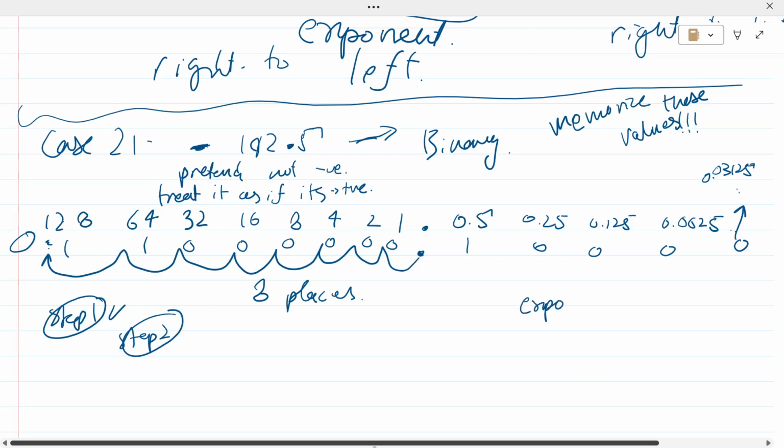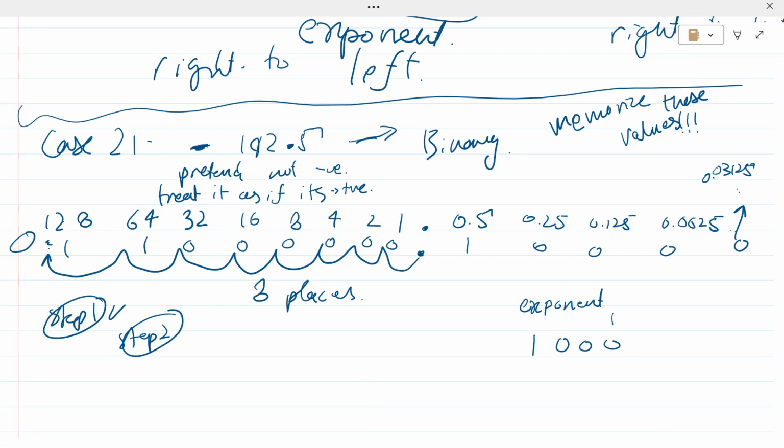Our exponent is going to be 1000, right? Why? Because there's 1, 2, 4, and 8. That's how it works. Okay?